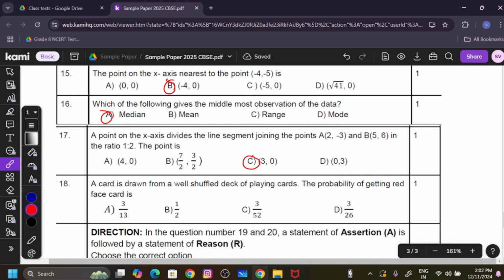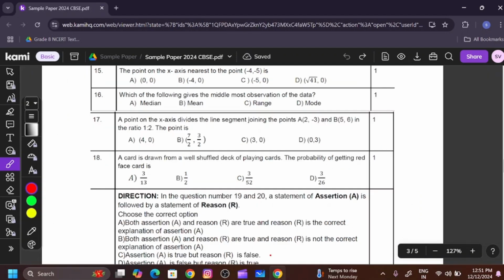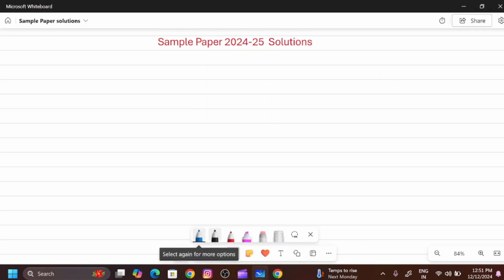Next, a card is drawn from a well shuffled deck of playing cards. The probability of getting red face card is. Let's see how many red face cards are there in a deck of playing cards. We know there are total 52 playing cards in a deck, and these 52 cards are divided into 4 suits.